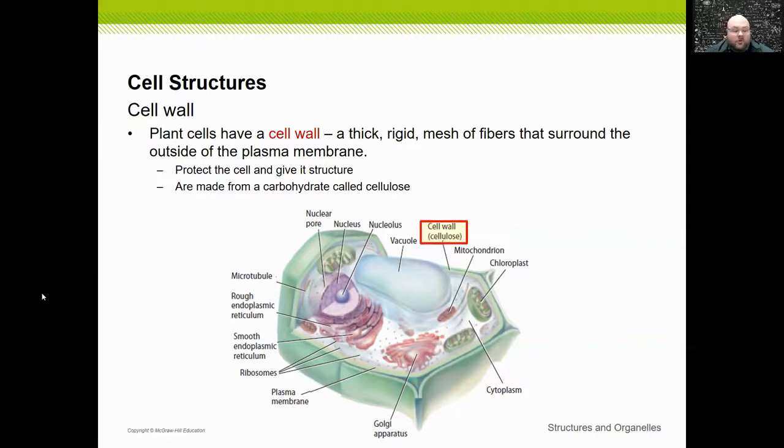So in our restaurant, the cell wall would just be straight up the walls of the restaurant. It protects the restaurant from the environment, from outside conditions. It gives a shape to the restaurant the same way that a cell wall protects, gives structure and shape to a plant cell. So in our restaurant, the cell wall would just be the walls of the restaurant.